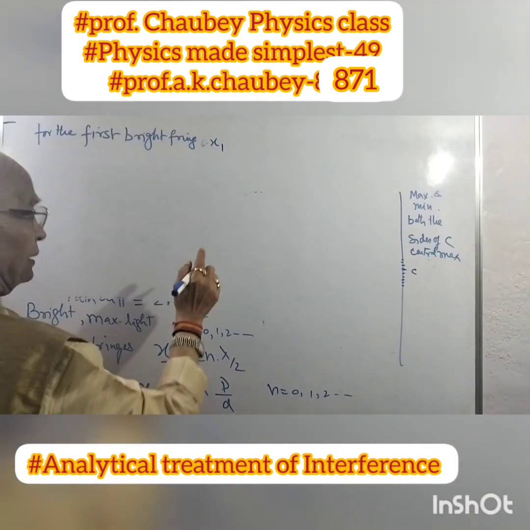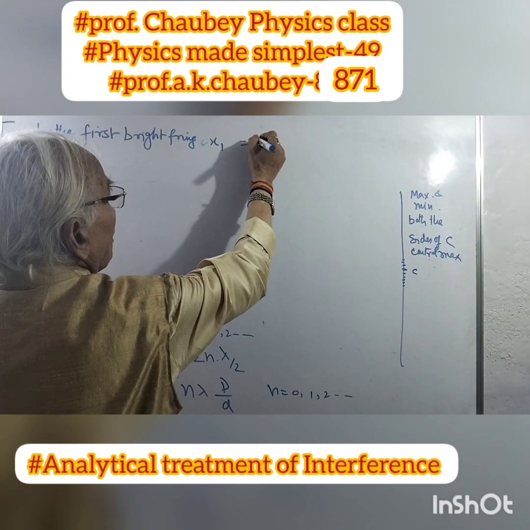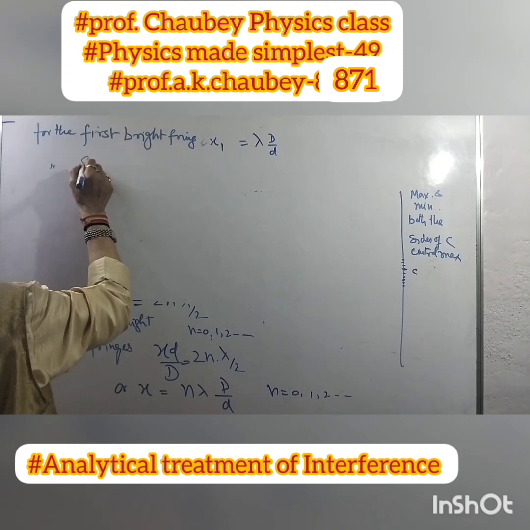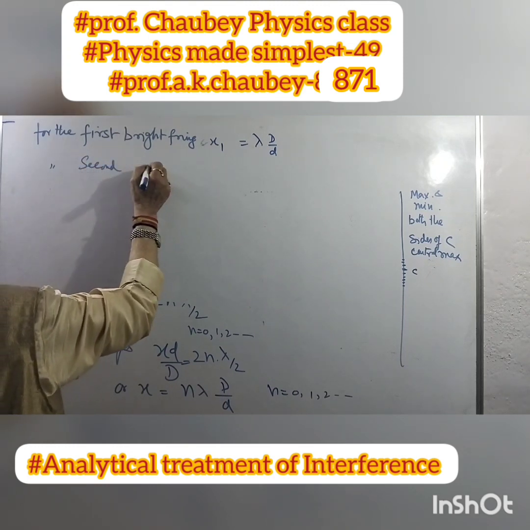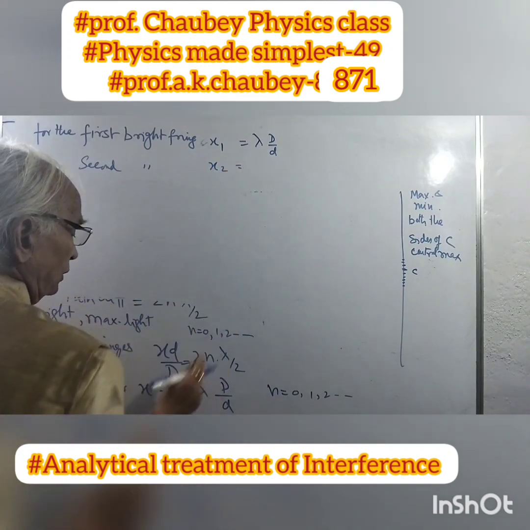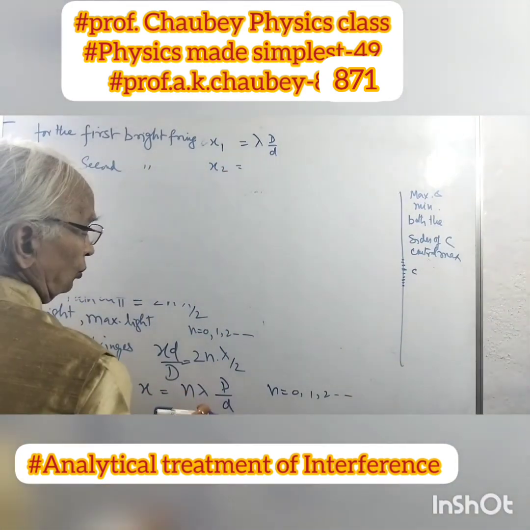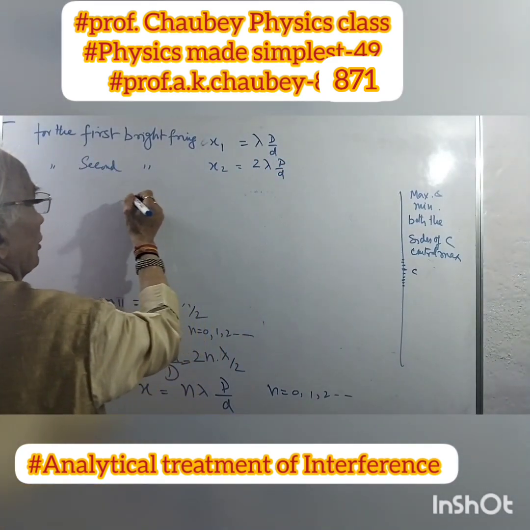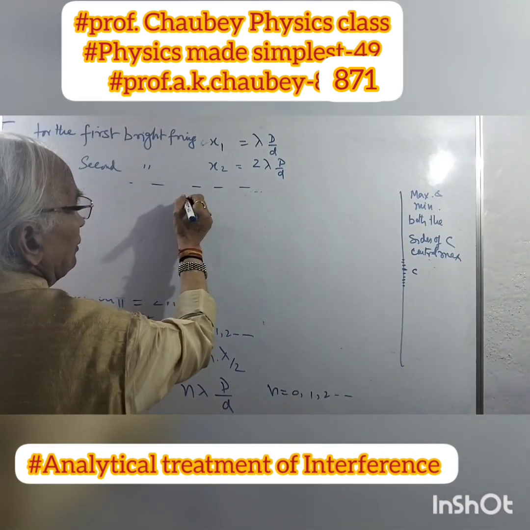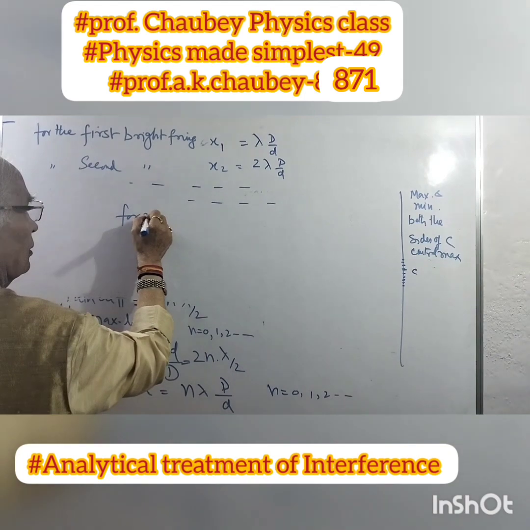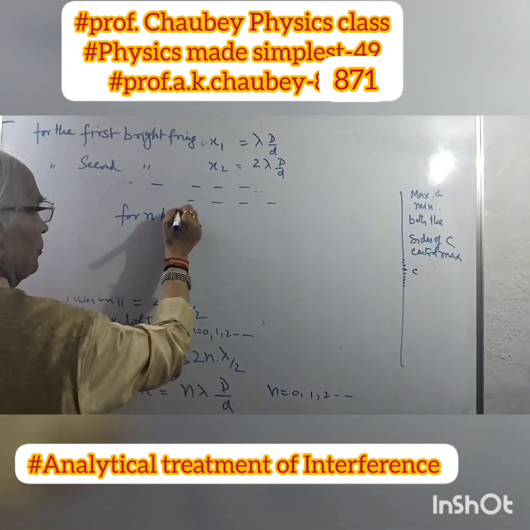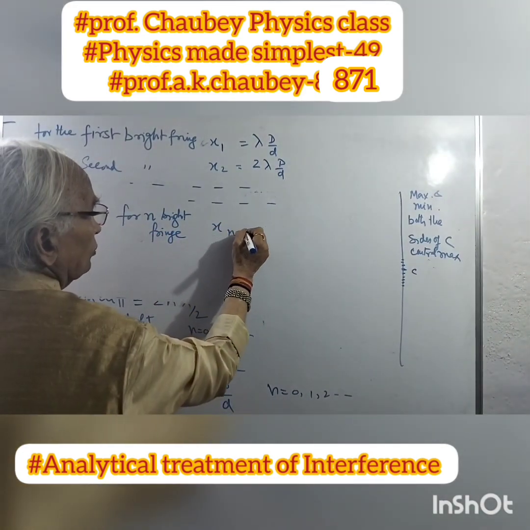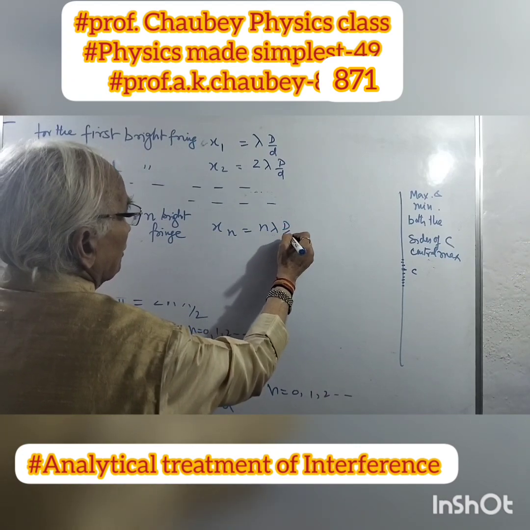For x1, this is lambda D by d. For the second bright fringe, we have x2, n equal to 2, so 2 lambda D by d. Like this, you can have several different values. For the nth bright fringe, it should be xn equal to n lambda D by d.